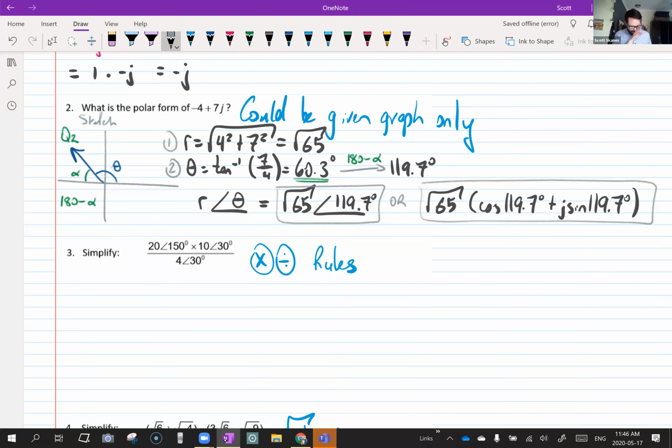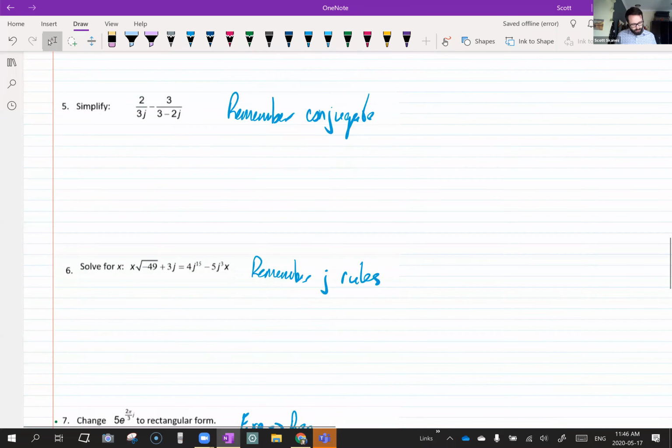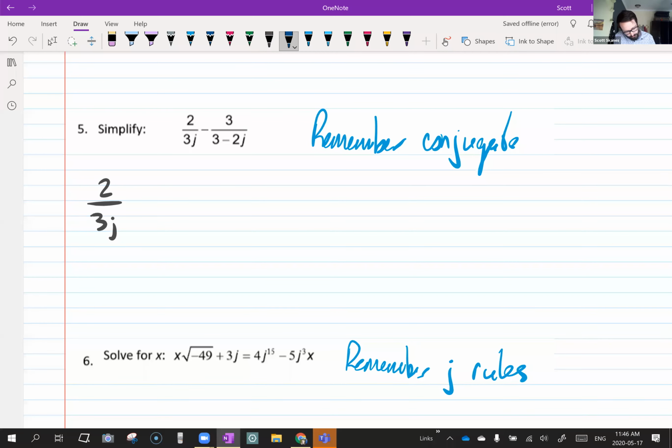Simplify this. Well, I'll simplify a little harder one a little later. Let's keep going. Conjugate. If you had this, remember that I'm not going to do this whole question, but let's just say you were given it. You would start like this.